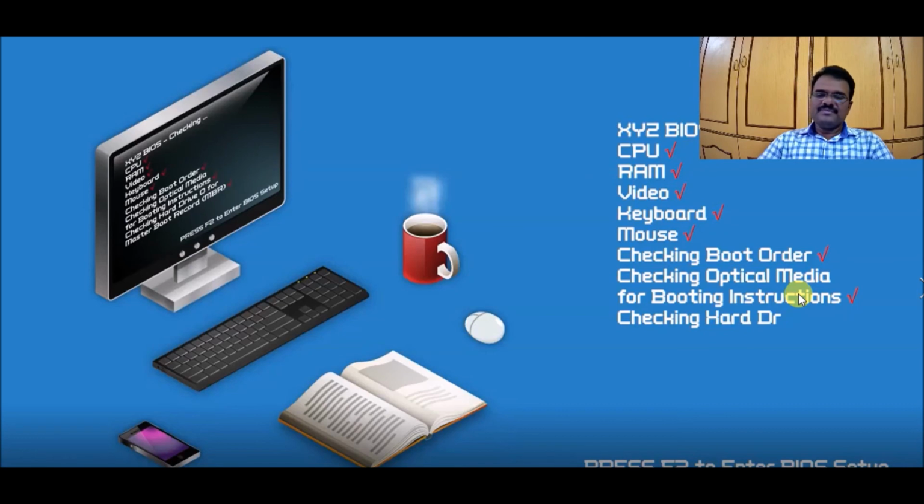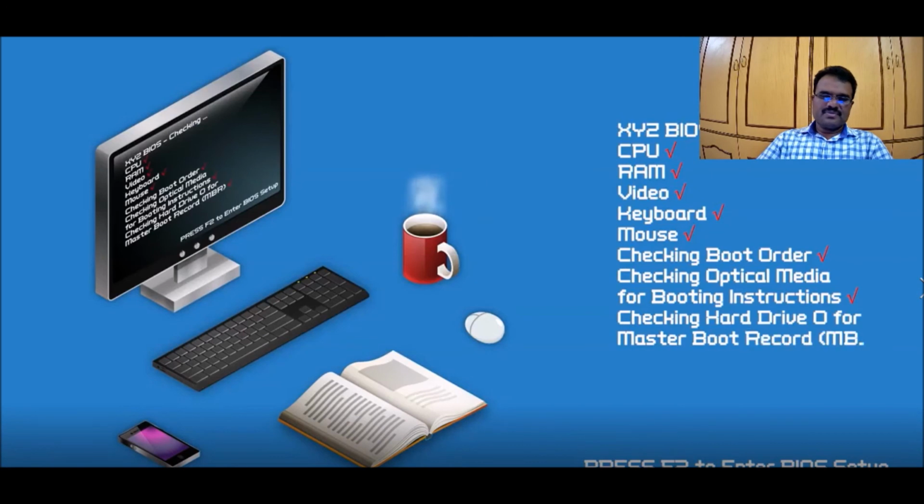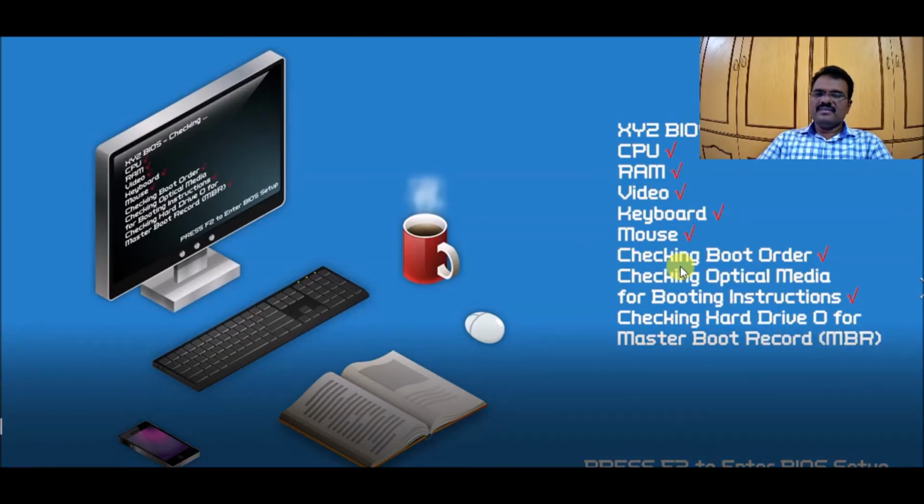So in the process of booting, the BIOS checks for locating the operating system, where it is located. Generally, the operating system is located in the hard disk drive, but there is a boot order. Here we can say checking boot order. Generally, the boot order is like this: checking the optical media for booting instructions, and then it goes to the hard disk drive. In olden days, it first checked the floppy disk drive, then it went to the hard disk drive.